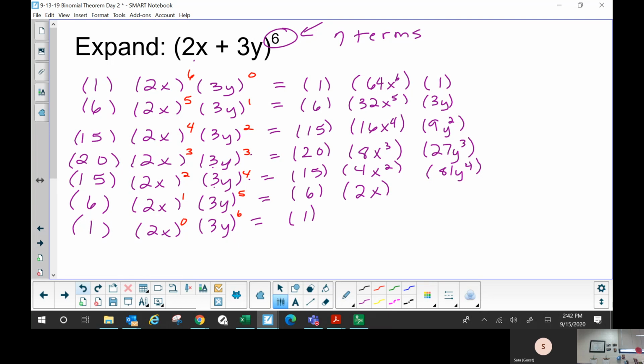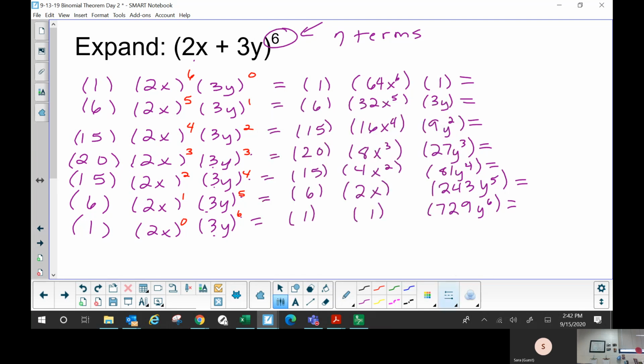What is 3 to the fifth power? 243. So that's 243y to the fifth. And then 2x to the 0 power is just 1. What is 3 to the sixth power? 729. Y to the sixth. Now you have to multiply all the way across. And I'm going to use a different color here.